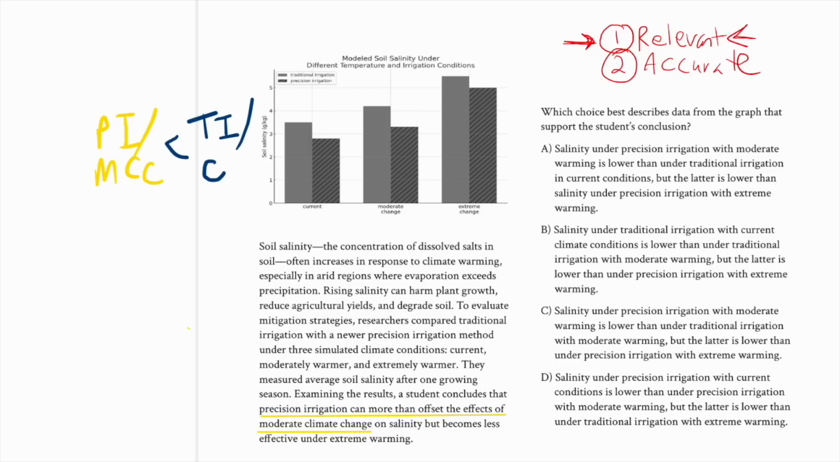This is a little tough because, what are we trying to compare here? I think what we want to say here is that precision irrigation under extreme climate change would result in higher salinity than what we would find using traditional irrigation under the current climate. I don't know how we would expect that to relate to that, but I think the important thing here is we need to compare this to that and this to that.